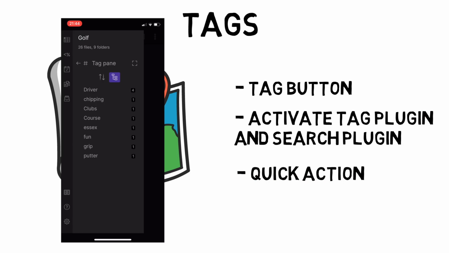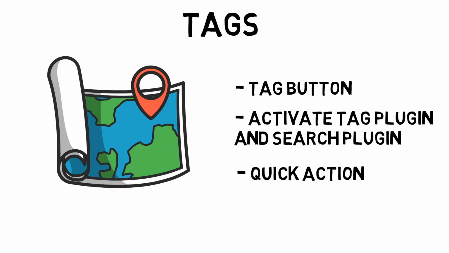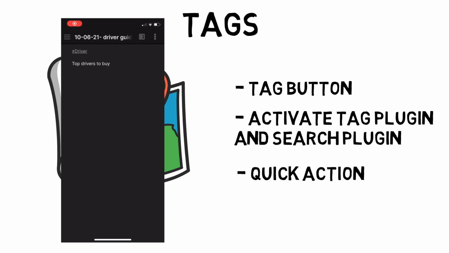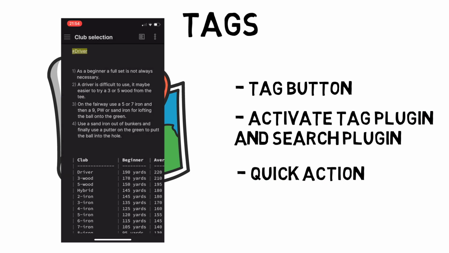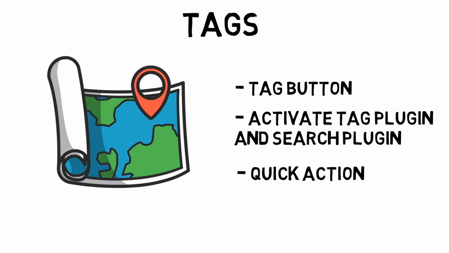The tag pane lets you sort by tag name and the number of notes linked to it. Selecting a tag searches for it in the search plugin, and selecting on the note opens it up. You can also click a tag on a note. A link to search the tag appears, which will take you to the search pane.